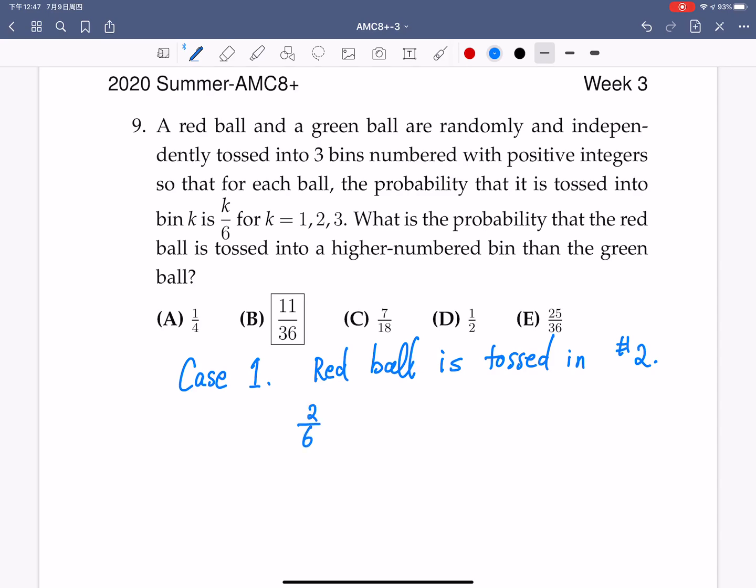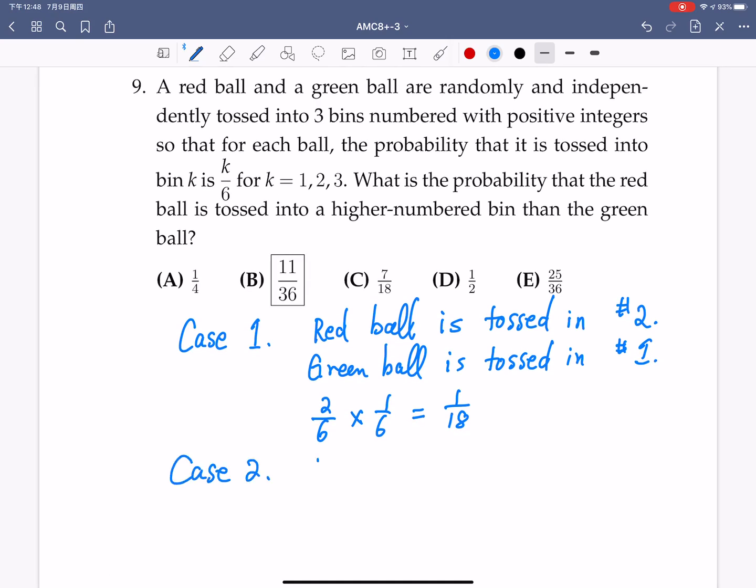And so the green ball is tossed in the bin number 1. So the probability for that case would be 2/6, that's the probability for the red ball to be tossed in the second bin, times 1/6, that's the probability for the green ball to be tossed in number 1 bin. So this would be 1/18.